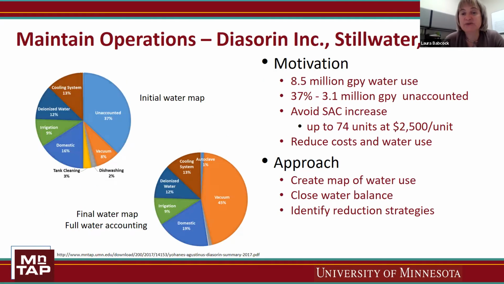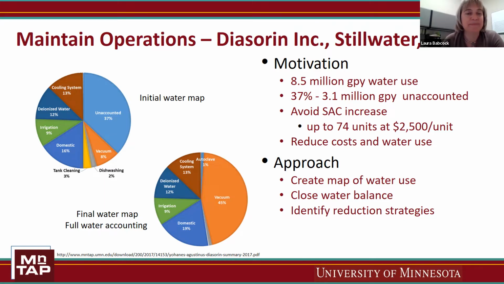This is an example from Diasorin company. This is again another intern project, and their motivation was that they had 8.5 million gallons of water use. However, they only thought they had 5 million gallons of water use based on their assessment of their facility. So there was 3 million gallons of unaccounted water, and they were going to get charged for that water from a service availability charge to the wastewater treatment facility, because you get charged based on your water usage. That would have been up to 74 SAC units at $2,500 per unit. So it was a big charge that they were facing unless they could get their hands around what was going on.